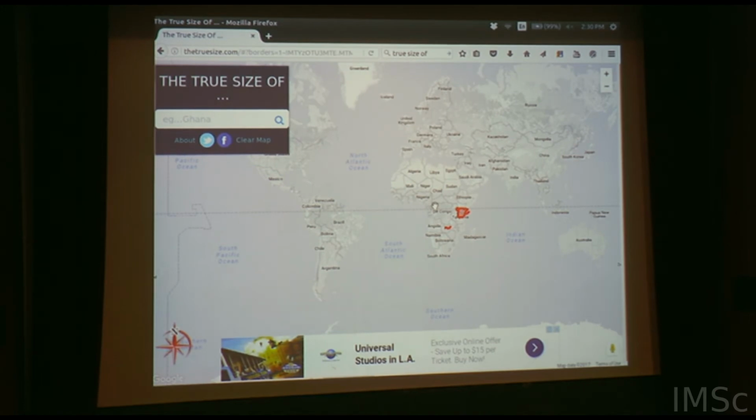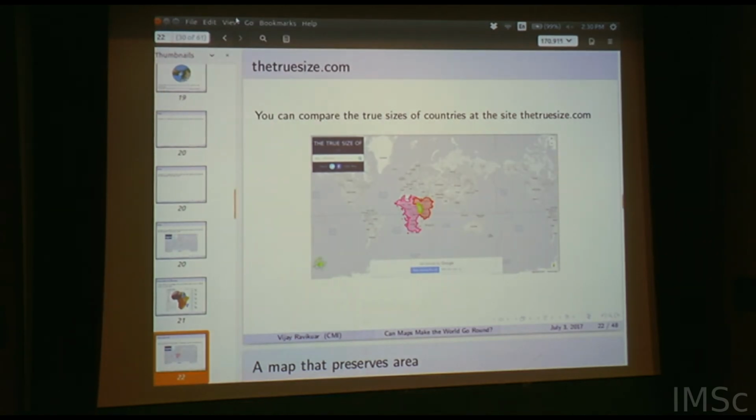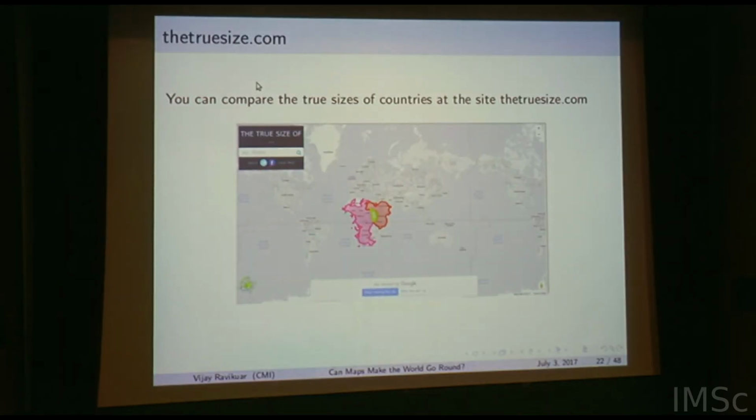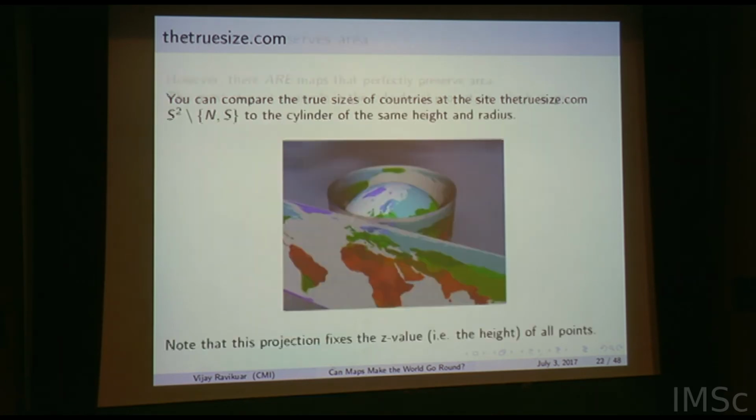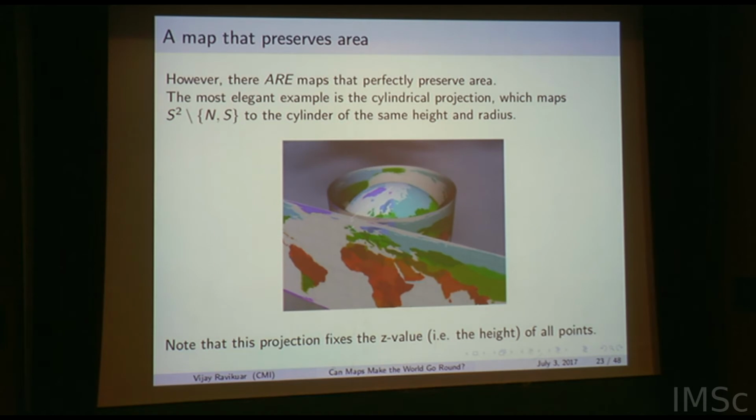Okay, let's actually try and see. So this lets us see how badly the Mercator does. But maybe we can try and see a map that does a better job, and that might give us an even better overall sense of what areas of countries really should look like. So as I said, there is a map that preserves area perfectly. And the most elegant example is the cylindrical projection.